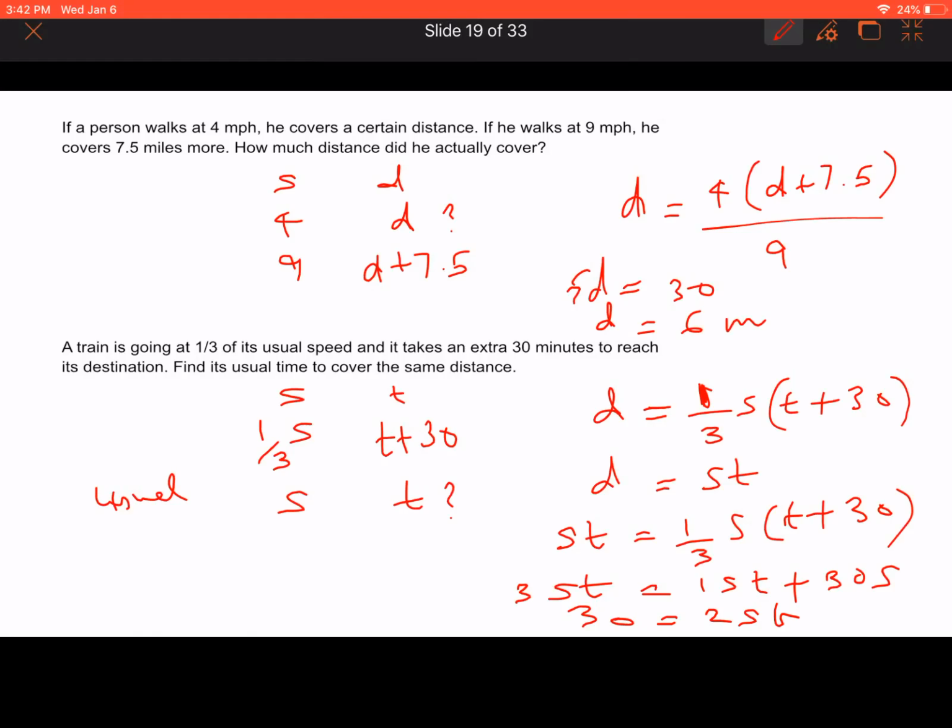So t is equal to 15 minutes. T is equal to 15 minutes. Okay. Next problem.